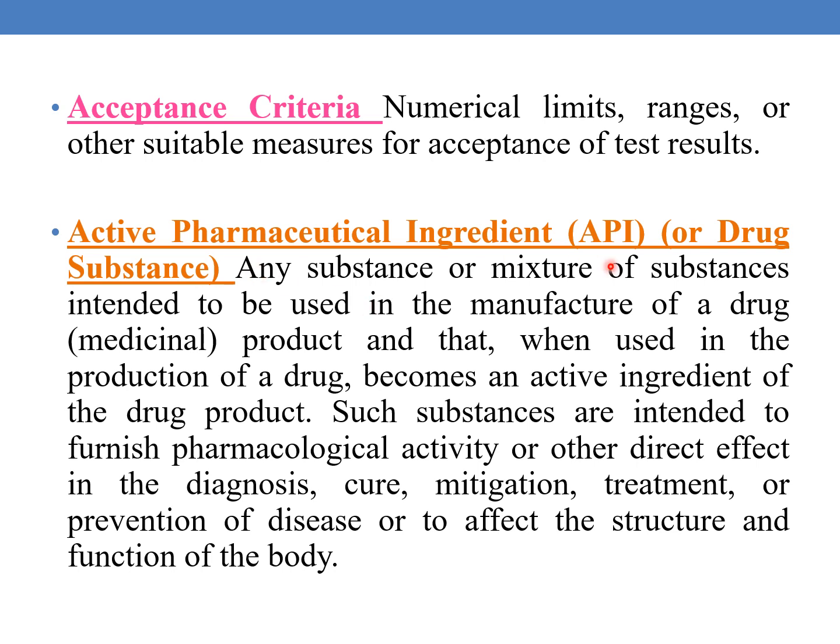Any substance or mixture of substances intended to be used in the manufacture of a drug product, and that when used in the production of a drug becomes an active ingredient of the drug product. Such substances are intended to furnish pharmacological activity or other direct effect in the diagnosis, cure, mitigation, treatment or prevention of a disease, or to affect the structure and function of the body. That is considered as API.